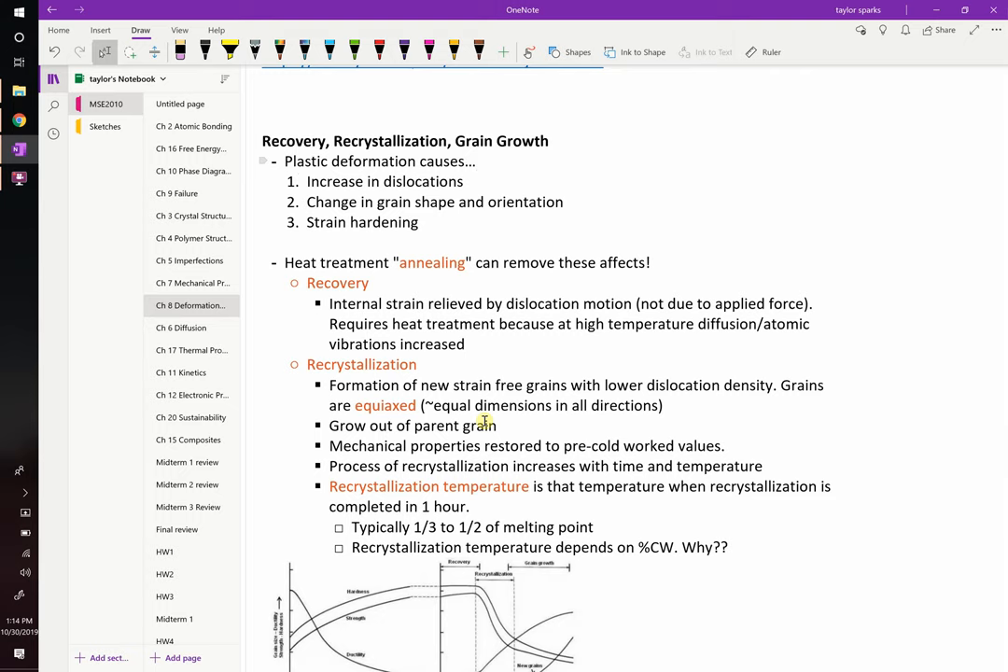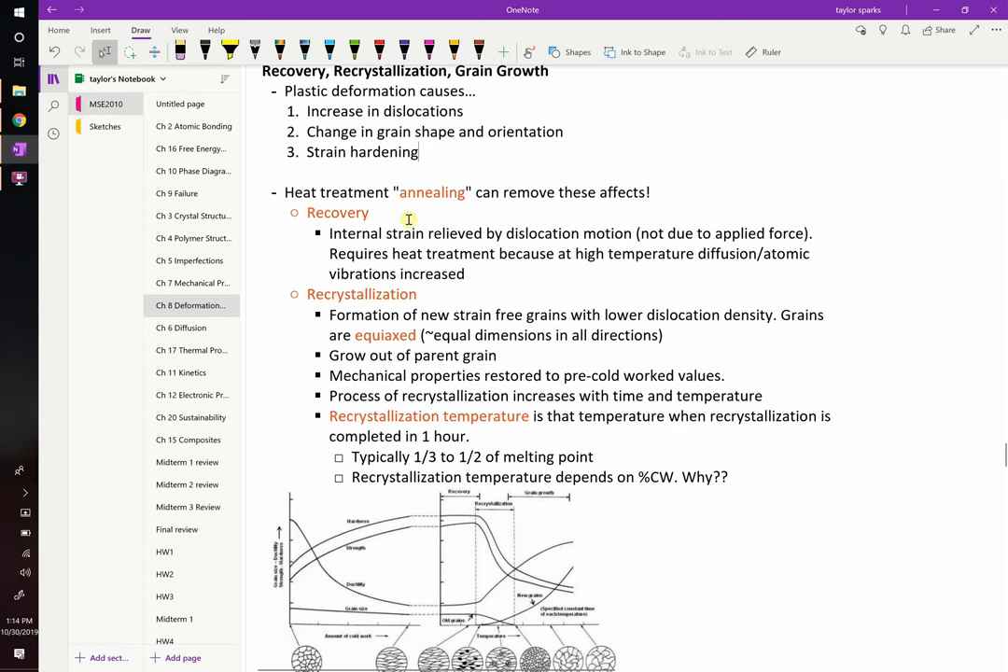So what are these things? When you plastically deform something, you increase the number of dislocations, right? When you pound on it with a hammer, you fill it full of dislocations. You're going to change the grain shape and their orientation, like we saw with that first microstructure, and you're going to get strain hardening. And then when you put this back in a furnace, we call this annealing. Anytime you anneal something, it's because you're heat treating it, trying to get back the properties that you had. That's annealing, right? The first thing that happens is recovery.